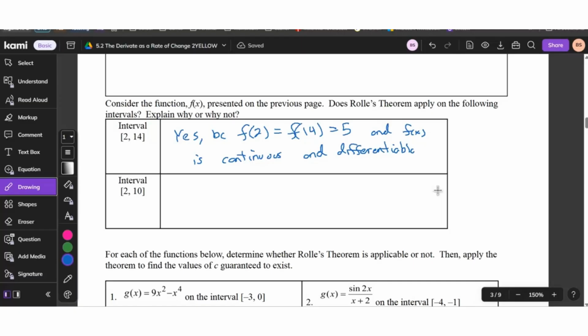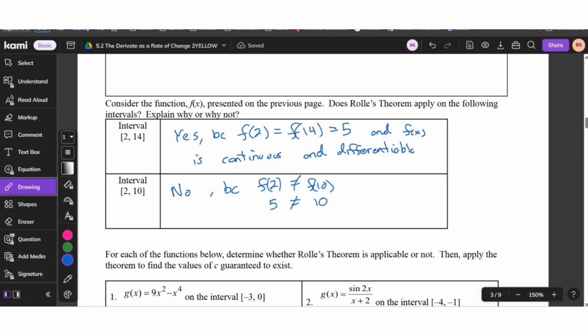So for 2 and 10, it's going to be yes or no because, like I said, we always start with justification. It makes our life easier. We know what we're looking for. We need to know, does f of 2 equal f of 10? No, it does not, right? Because f of 2 is 5. What is f of 10? Those things aren't equal, so we say no. We cannot use Rolle's theorem.